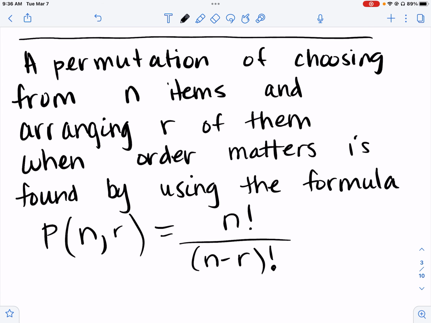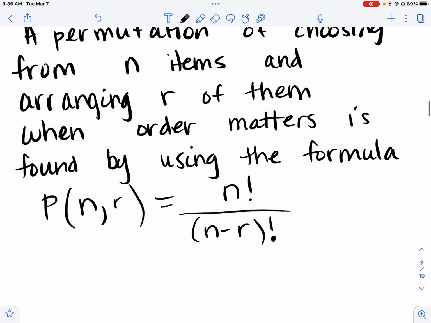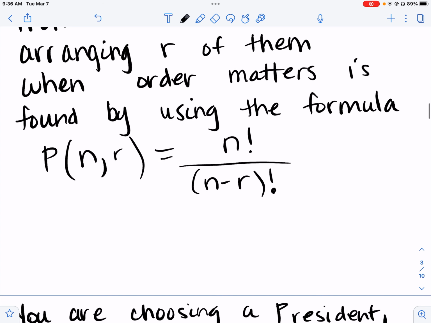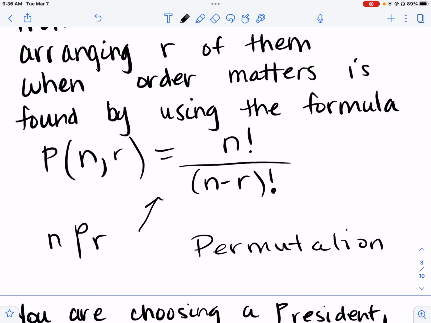A permutation of choosing from n items and arranging r of them when order matters is found by using the formula P(n, r) is n factorial over (n minus r) factorial. In the book you're going to see nPr, and that's the same thing as this. This is called a permutation, and it's arranging things when order makes a difference.